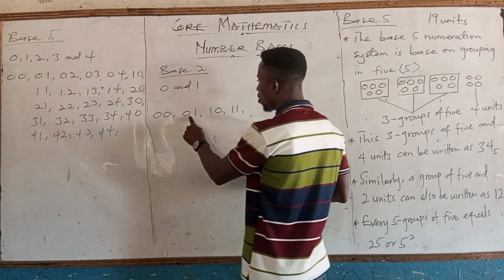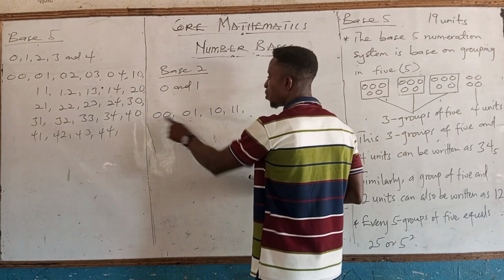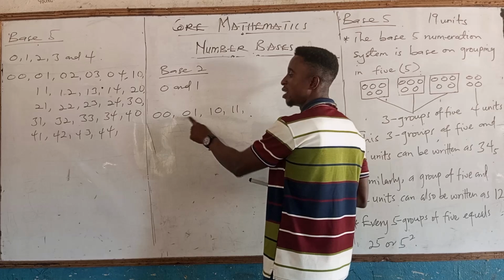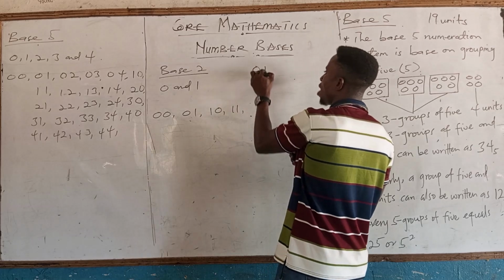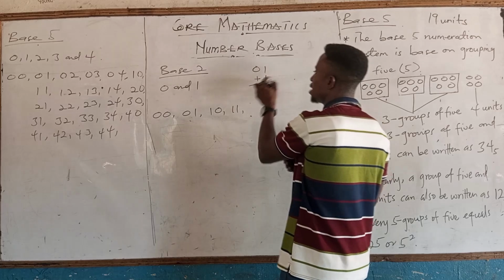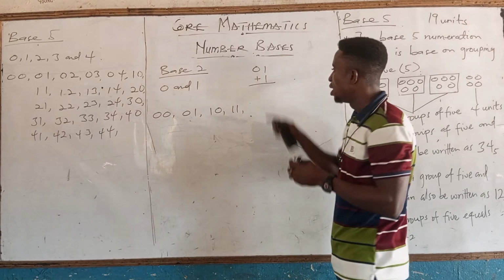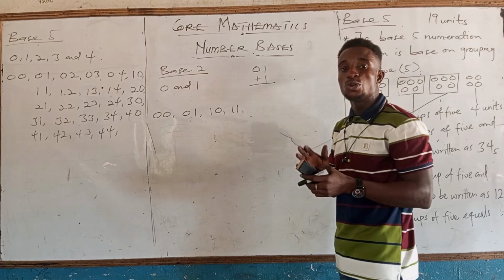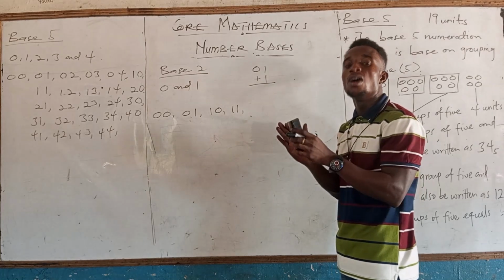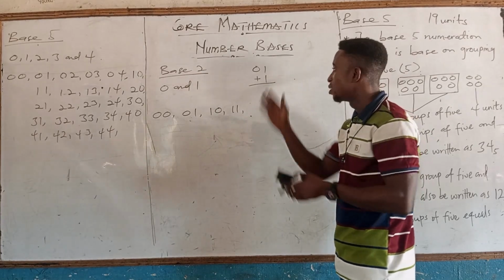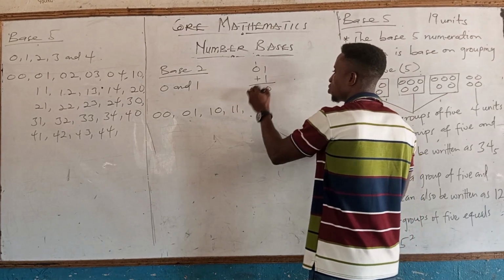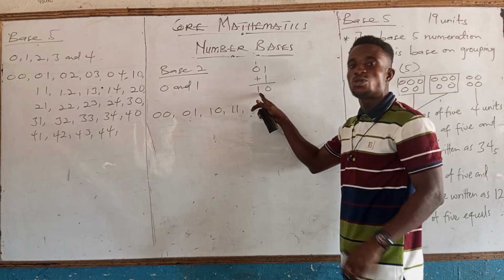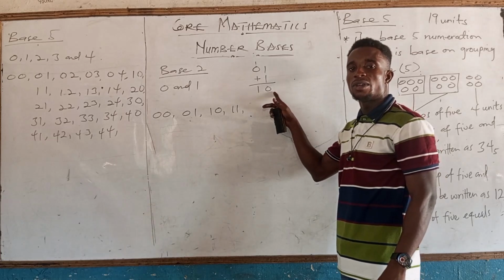So let's see something. 0, 0, we added 1 and we had 0, 1. So adding 1 to this will be 0, 1 plus 1. And since we are in base 2, immediately we add this, we get 2. That is a bundle or a group or a set. So it moves. So then we have 0, then 1. So I have one group of 2, 0. Are we getting that?